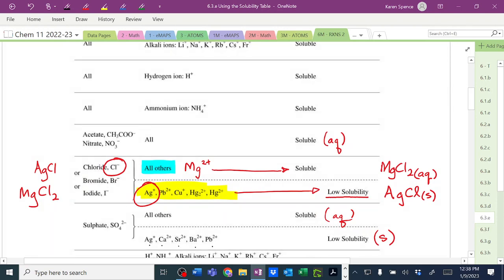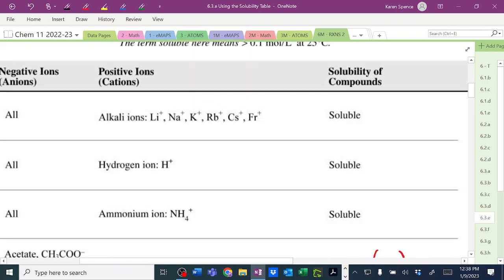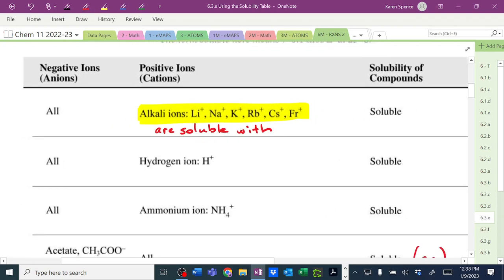Now there's a few things that are worthwhile noting. Alkali ions. What group are the alkali metals? They're group 1. The alkali ions are soluble with what? That's a positive ion. Okay, those are our positive ions. They are soluble with everything.